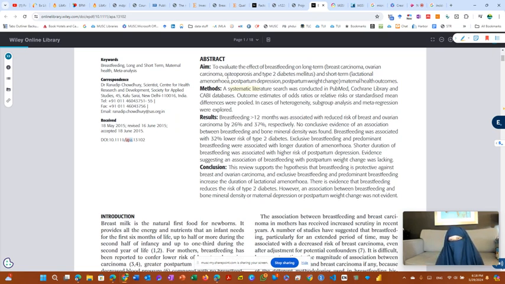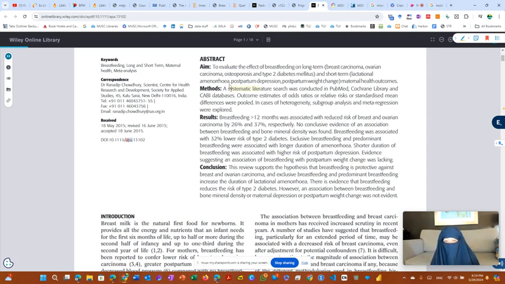Now, we know that their purpose or their aim was to evaluate the effectiveness of breastfeeding on long-term and short-term maternal health outcomes. They looked at 6 outcomes. They looked at breast and ovarian cancer 2 separate times. They looked at osteoporosis. They looked at diabetes, lactational amenorrhea, which is your menstruation. They looked at postpartum depression and postpartum weight change. That's way more than 6, but okay.